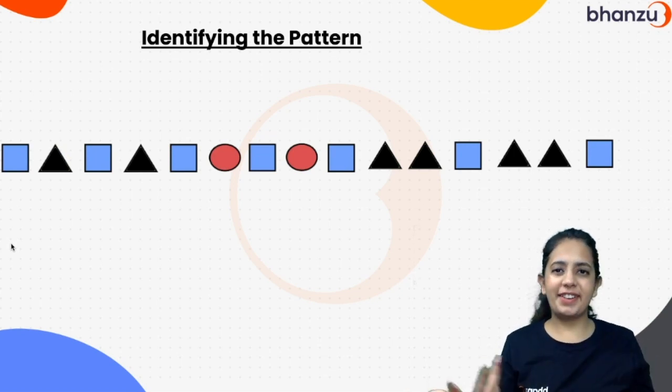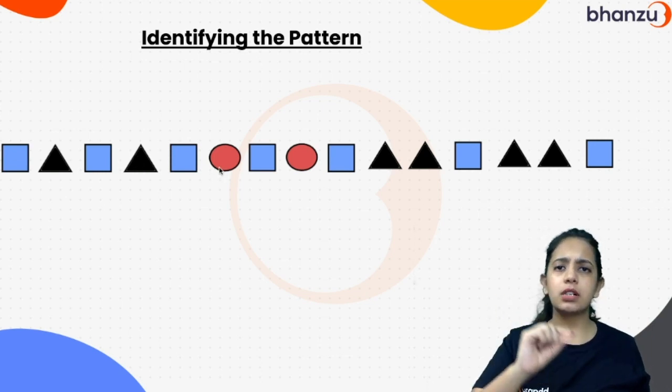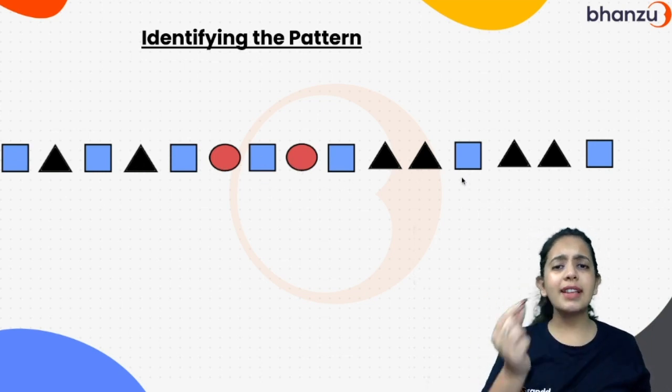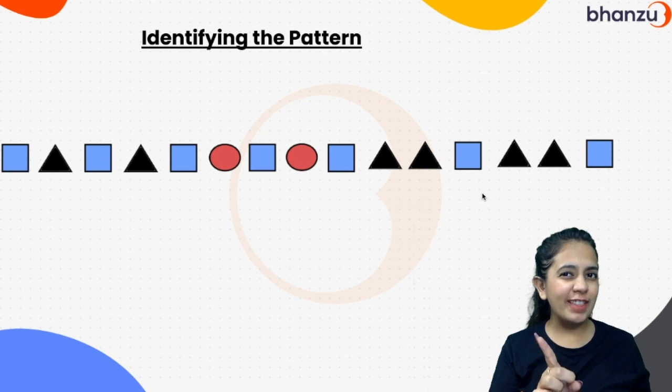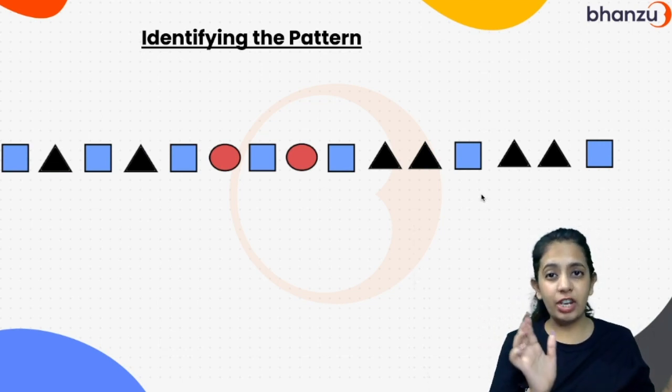Okay, so let's identify the pattern over here. What sort of pattern is this? We have a square, then triangle, then square, then triangle, then square, then circle, then square, then circle, then square, then two triangles, then square. You are identifying the pattern, aren't you? You can see here that there are squares after every other shape.